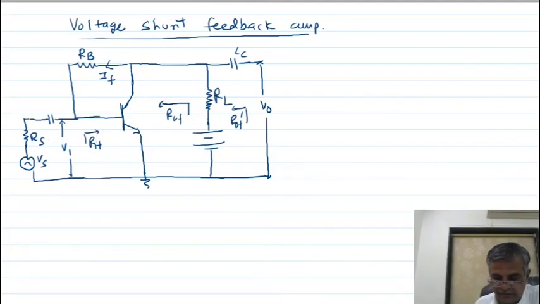Now listen about the voltage shunt feedback. In a voltage shunt feedback, feedback is proportional to the output voltage and it is combined in a shunt manner with the input. Then it is called voltage shunt feedback. This is the circuit diagram of collector to base bias. This circuit is an example of voltage shunt feedback.